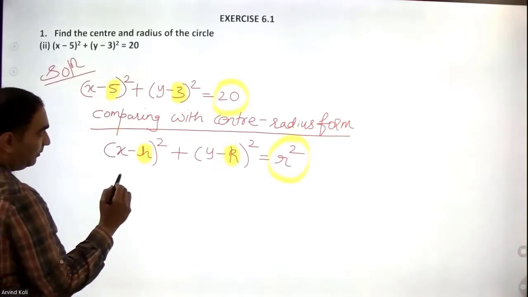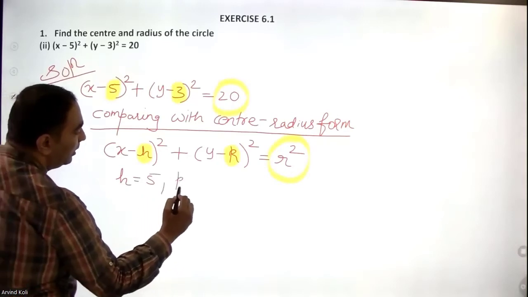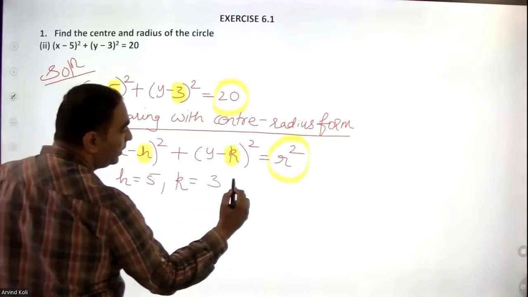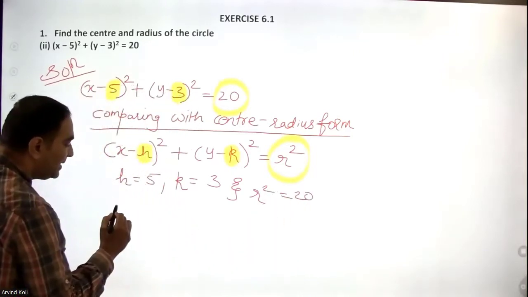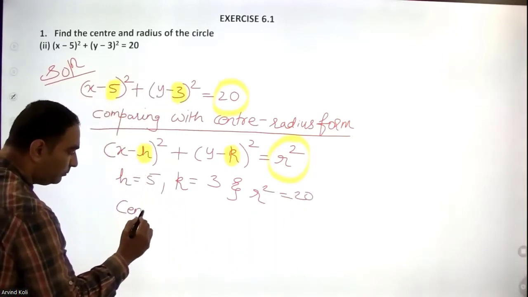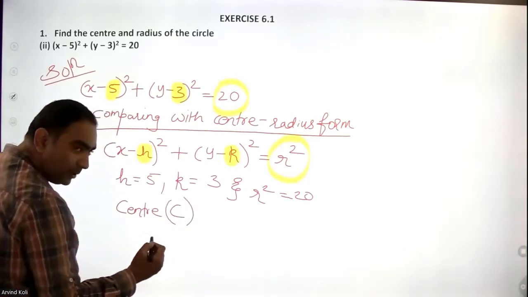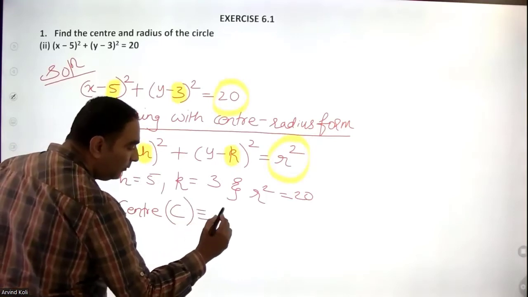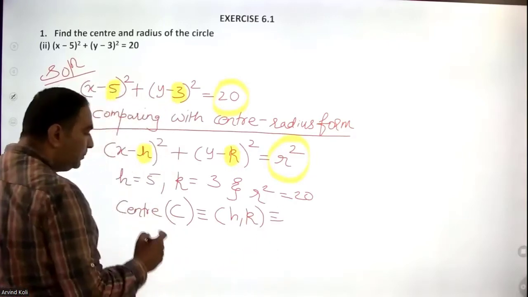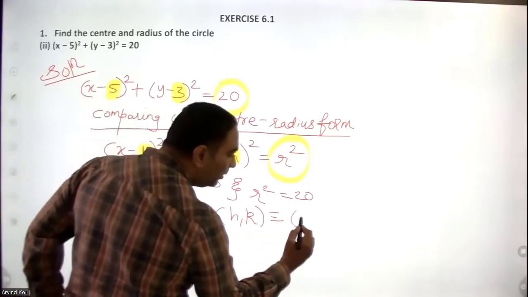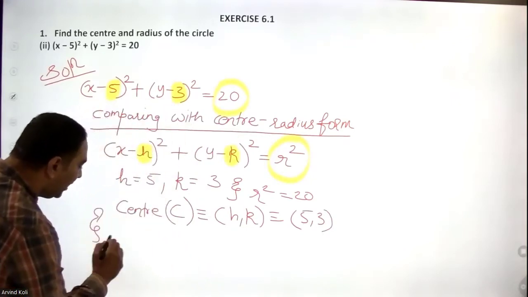So now from this we can say h is equal to 5, k is equal to 3, and r square is equal to 20. That is center. Let it be C. Okay. The center of the circle, let us say C, which is h comma k, will be equal to, h is 5, k is 3, 5 comma 3. And radius.